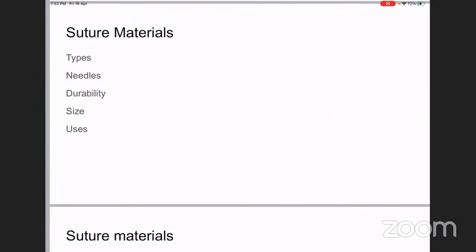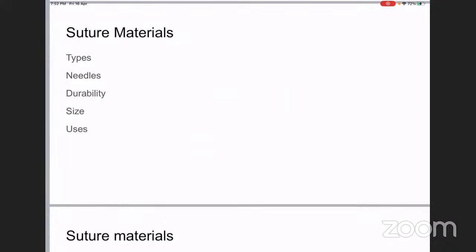Then we have nylon. Then we have polyamide. So nylon or polyamide is again a synthetic suture material. Then what is PDS? PDS stands for polydiaxonone suture. That is another synthetic suture material. So this is how we classify suture materials based on their origin, the substance of origin. So now we have examples.